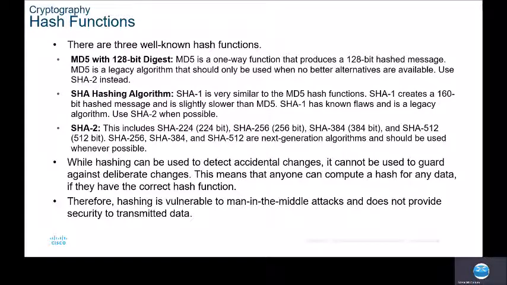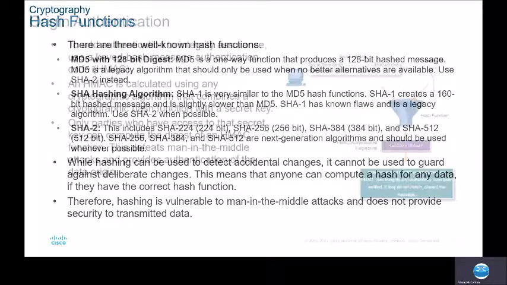While hashing can be used to detect accidental changes, it cannot be used to guard against deliberate changes. This means that anyone can compute a hash for any data if they have the correct hash function, and they normally will. Therefore, hashing is vulnerable to man-in-the-middle attacks and does not provide security to transmitted data.